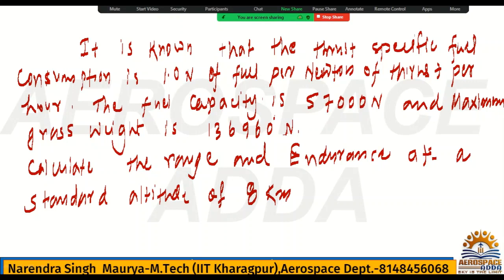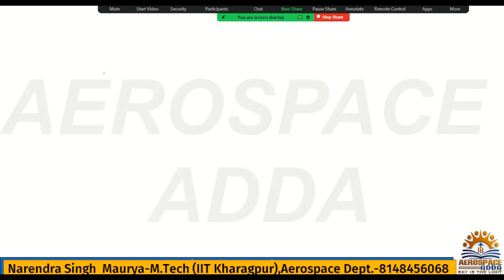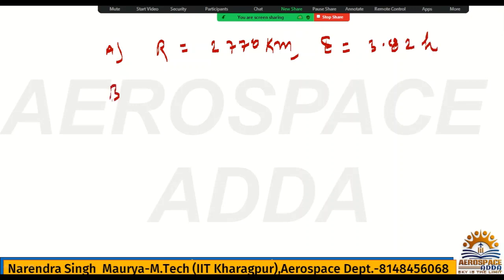Write down the options for this problem. This is the problem. This is a lengthy one. But anyway, if you are able to solve, then it is fine for you. Option A: a range they have given to you 2770 kilometer and endurance 3.82 hours. Option B: range is given 2770 kilometer and endurance 6.33 hours.